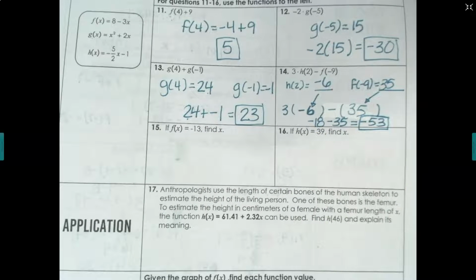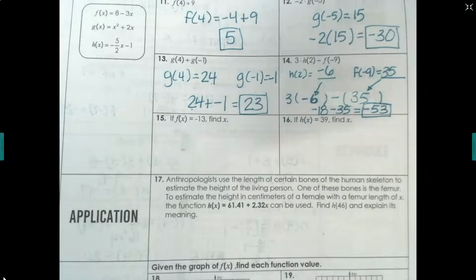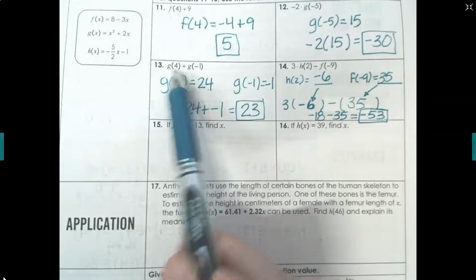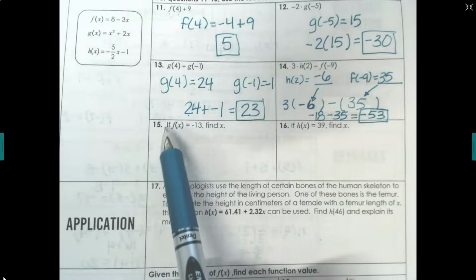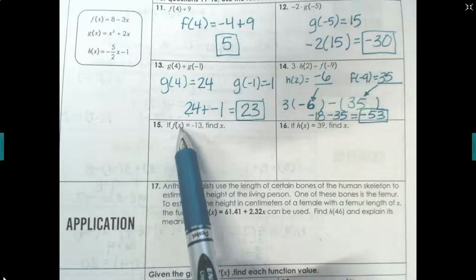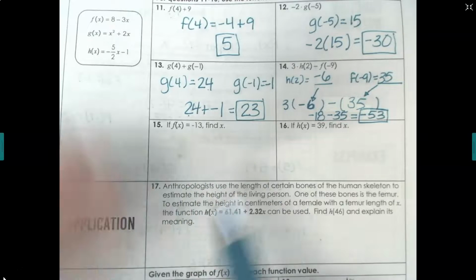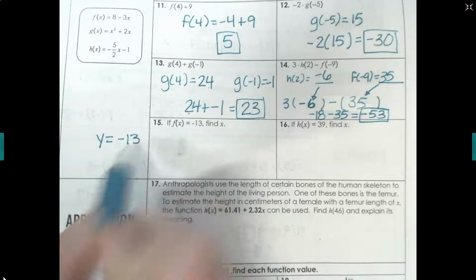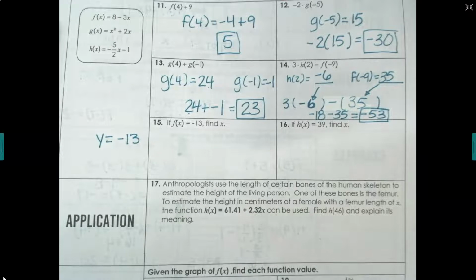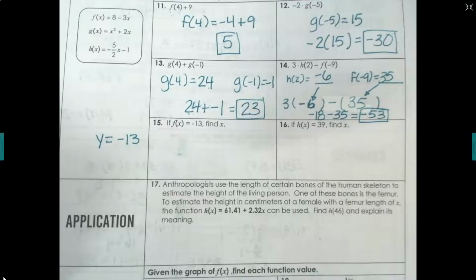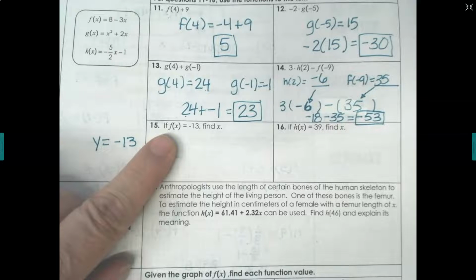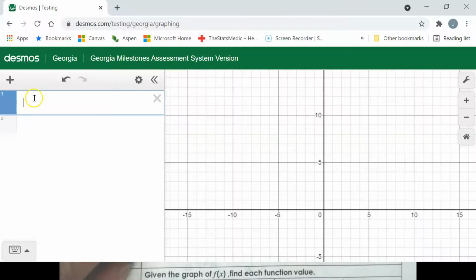Now let's go ahead and take a look at 15 and 16. All right, so number 15 looks a little bit different. Up until now, where the x was, we were putting a number, and we were saying that's what we're going to plug in. Number 15 says f of x, it still has x there, equals negative 13. That's the same as saying y equals negative 13. So really we're plugging in for the y spot, but we can still use Desmos. So here's what we're going to do. We're going to type this exactly how we see it. So let's bring up Desmos.